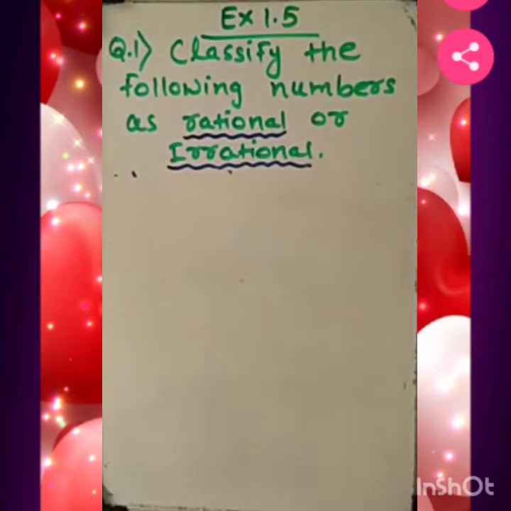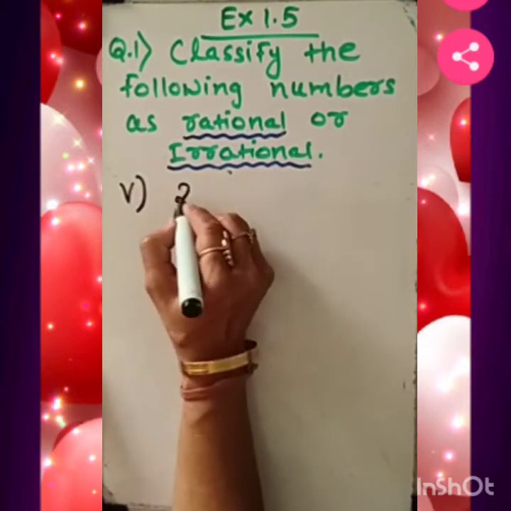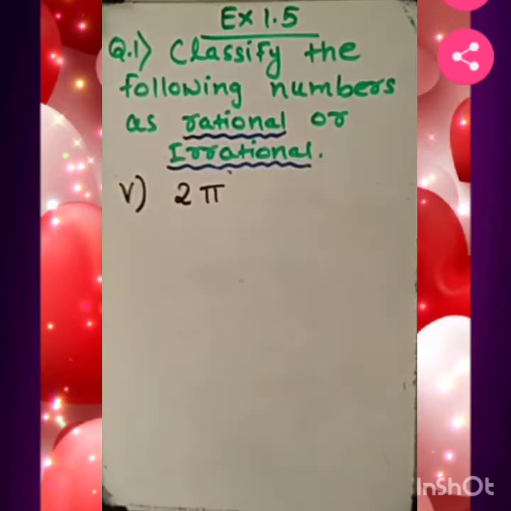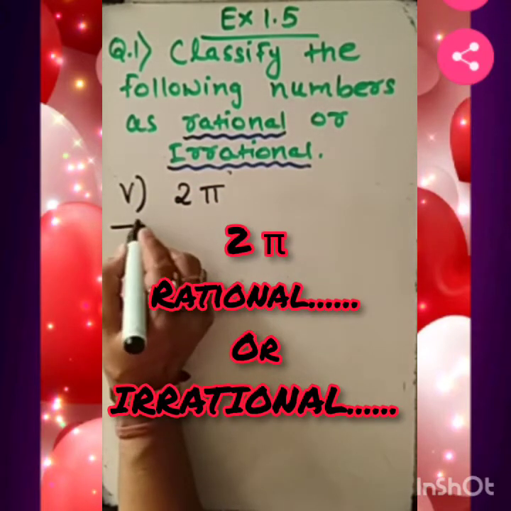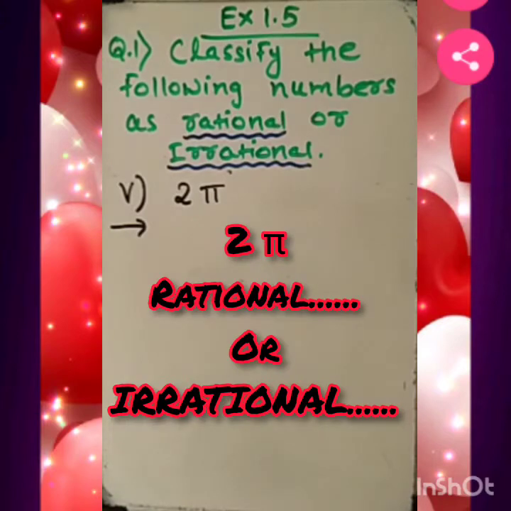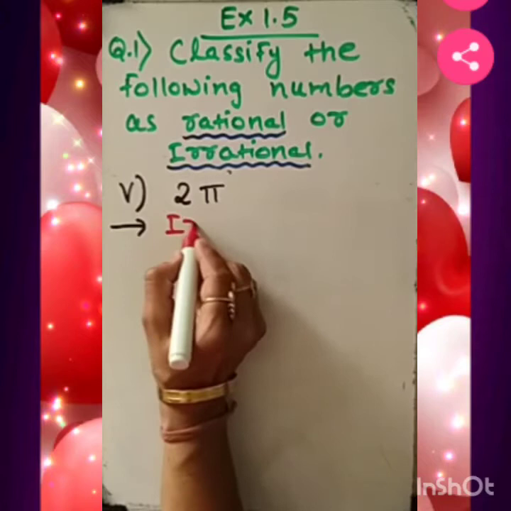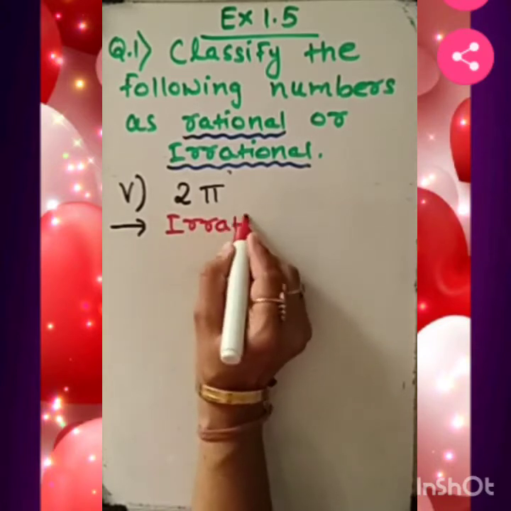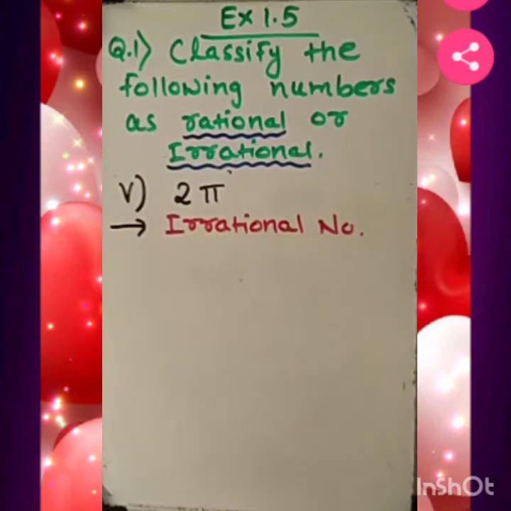I am explaining the fifth example, which is 2 pi. Now, what about 2 pi? Is it rational or irrational? Okay. So I should say whenever 2 pi is given, always remember it is irrational. What is the reason? How can we go with that? Now I am clarifying by giving some examples here.